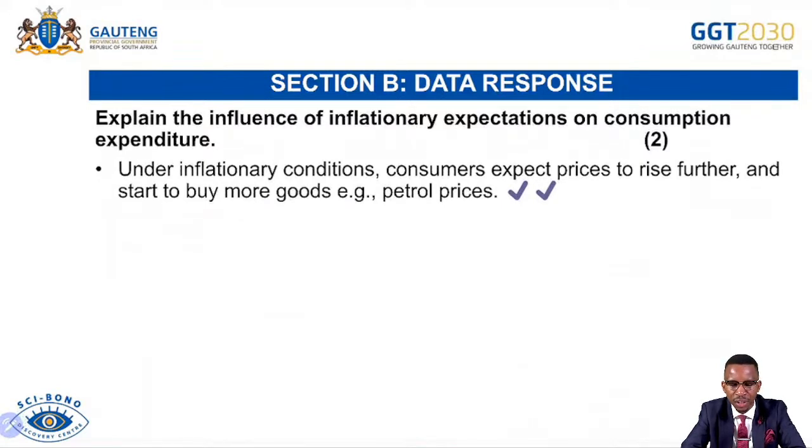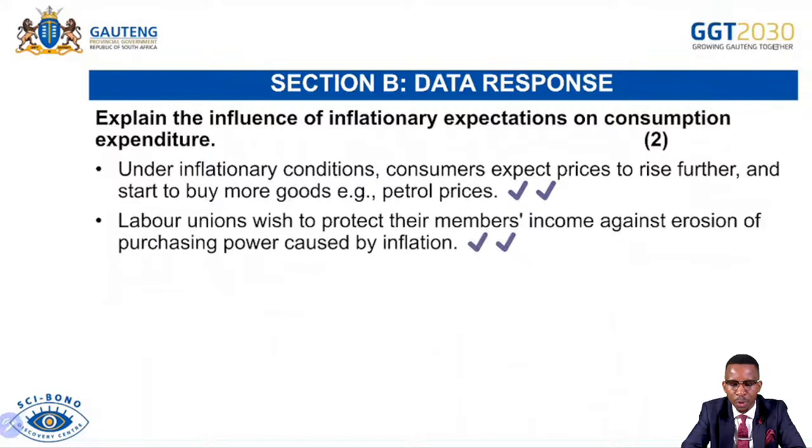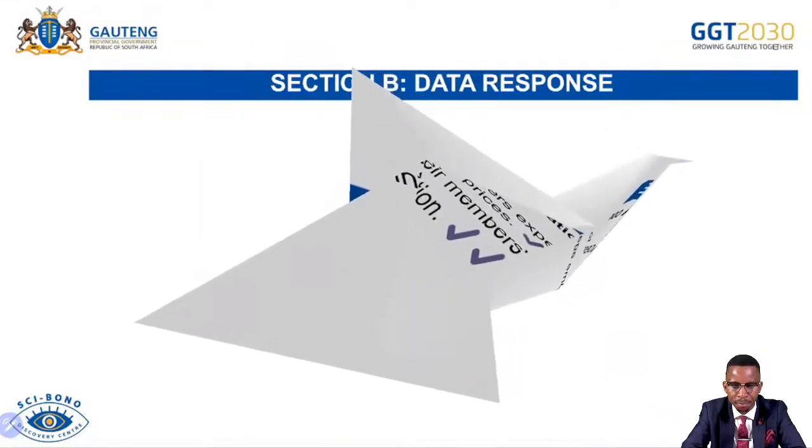Under inflationary conditions, consumers expect prices to rise further and start to buy more goods and services, e.g. petrol prices. Labor unions wish to protect their members' income against erosion of purchasing power caused by inflation. So they start bargaining and negotiating for higher wages and salaries, because if they don't, as inflation starts, the wages and salaries will be declining and causing people to afford less goods and services, meaning the real wage will be going down or declining.